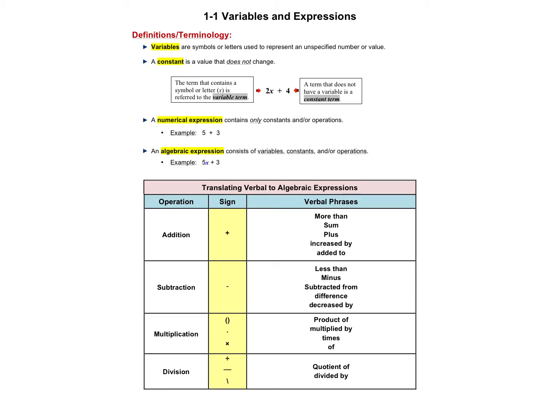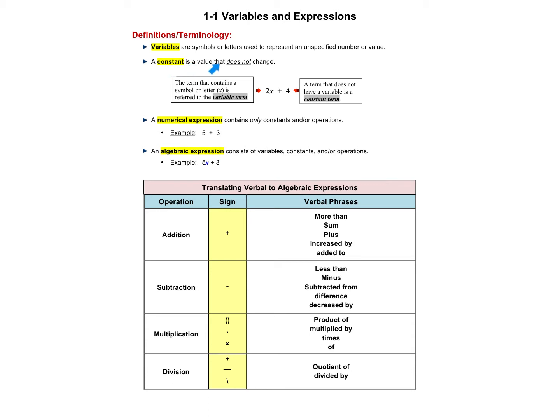So for our first topic we're going to go over is 1-1 variables and expressions. And we have a few vocabulary words that we need to go over from the beginning. Those vocabulary words include variables. Remember, variables are a symbol or letter used to represent an unspecified number or value. An example of a variable here is this x.